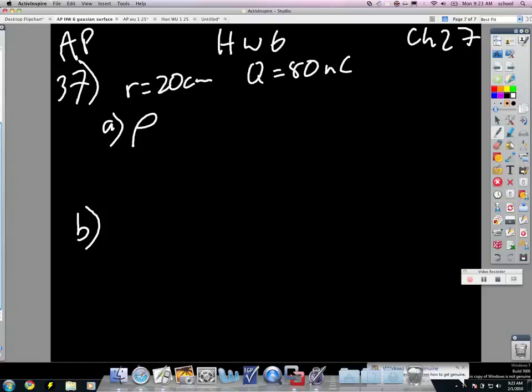Okay. Charge density. So you're going to get Q over the volume, which is 4/3 pi r cubed. So this becomes 2.39 times 10 to the minus 6, and that's going to be coulombs per cubic meter.